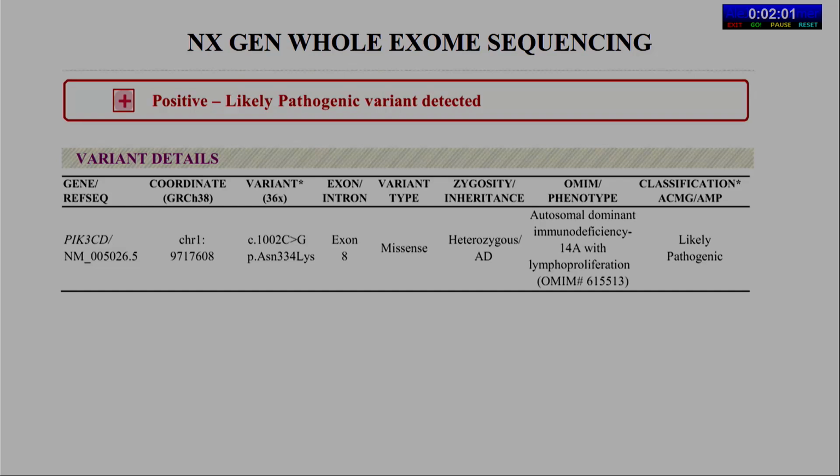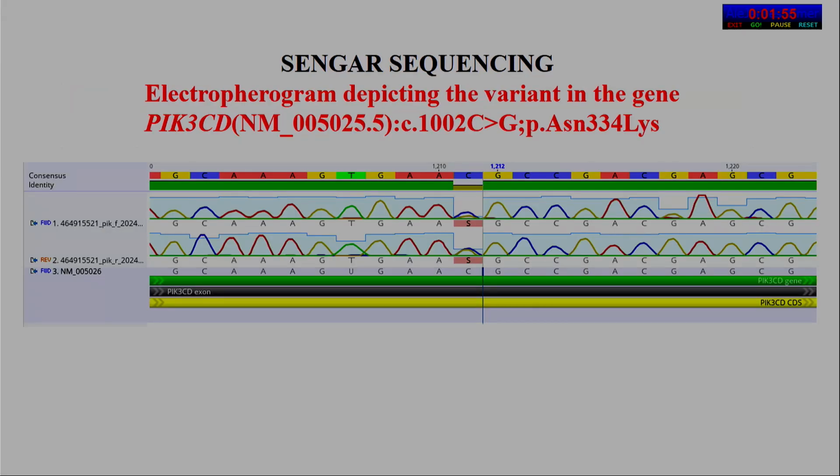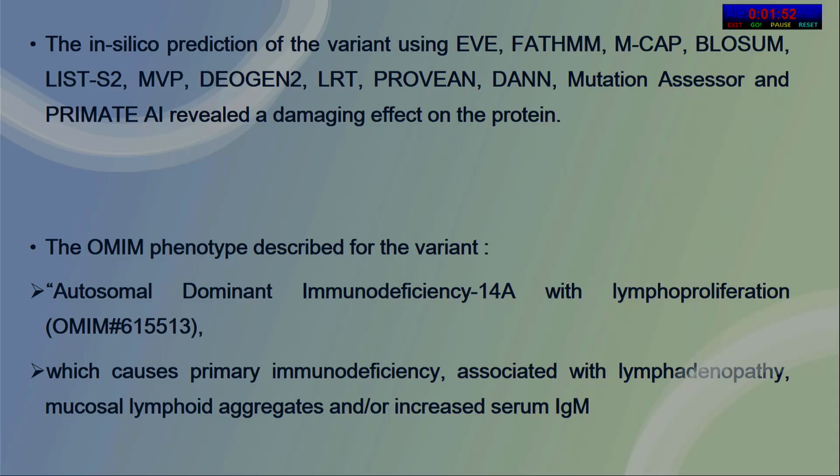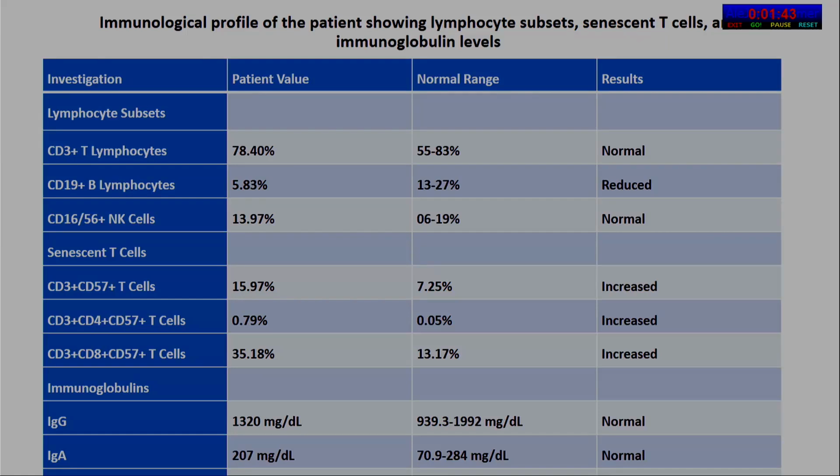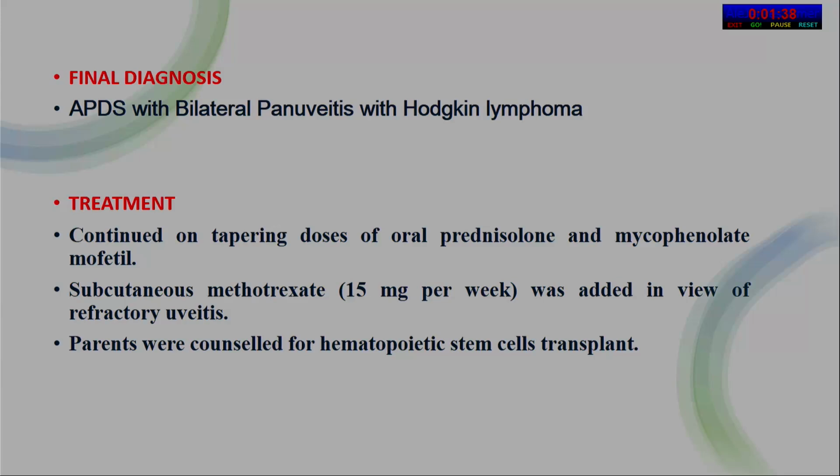Whole exome sequencing was sent, which showed a PIK3CD mutation in exon 8, further confirmed on Sanger sequencing. The OMIM phenotype described for the variant was autosomal dominant immunodeficiency 14A with lymphoproliferation, and the immunological profile was also suggestive of the same, with increase in IgA and IgM. The final diagnosis was APDS with bilateral panuveitis with Hodgkin lymphoma. The patient was continued on the same treatment, and we added subcutaneous methotrexate after consultation with the pediatric rheumatologist, and the parents were counseled for hematopoietic stem cell transplant.